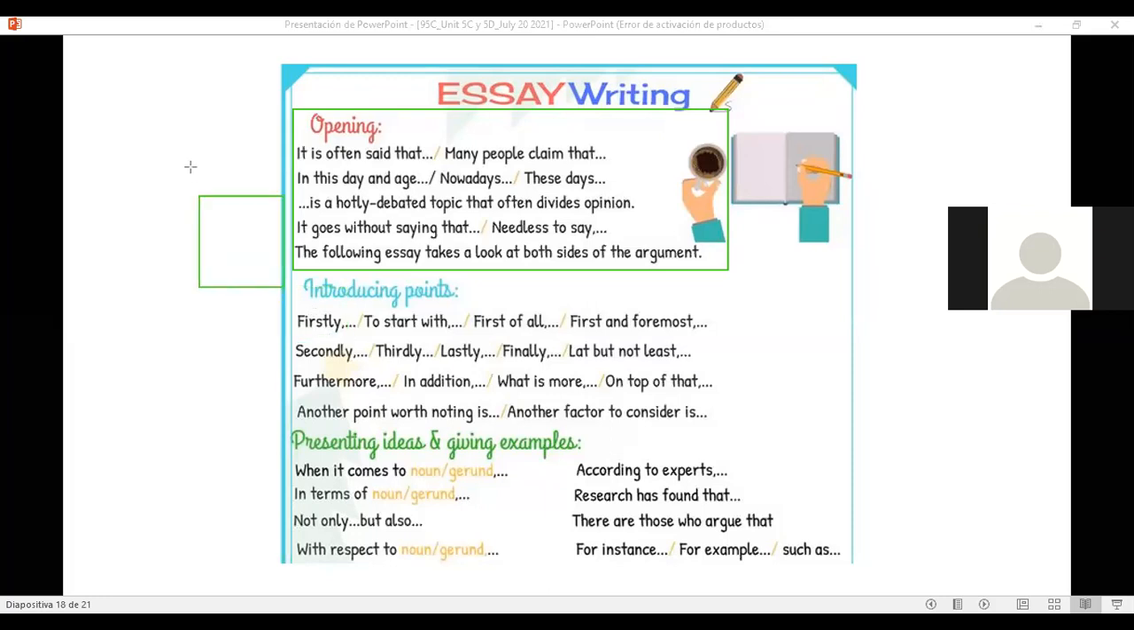First, firstly, to start with, first of all, second or secondly, thirdly, etc., etc. Furthermore, in addition, and so on.